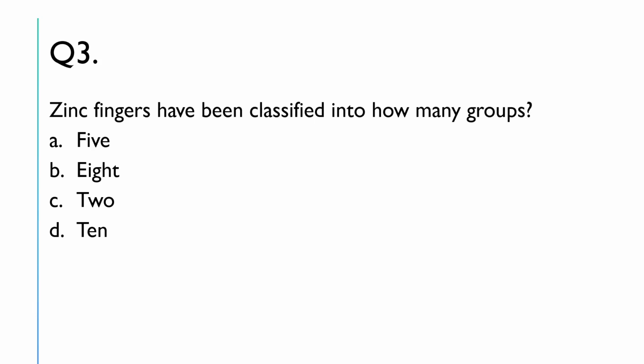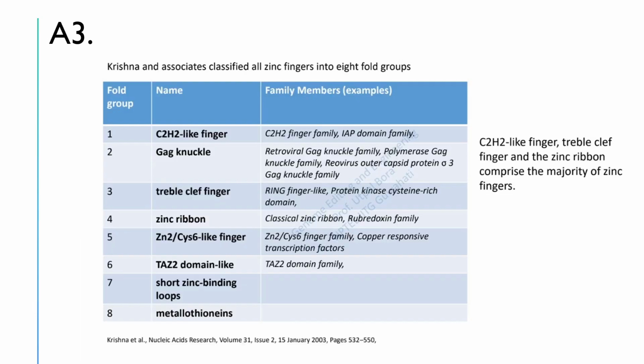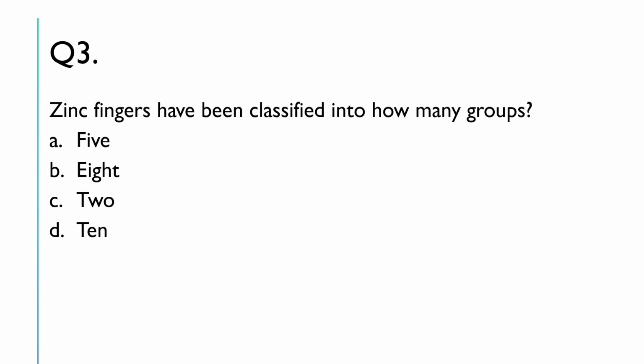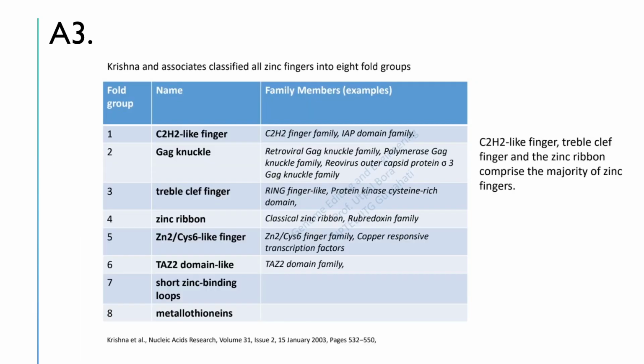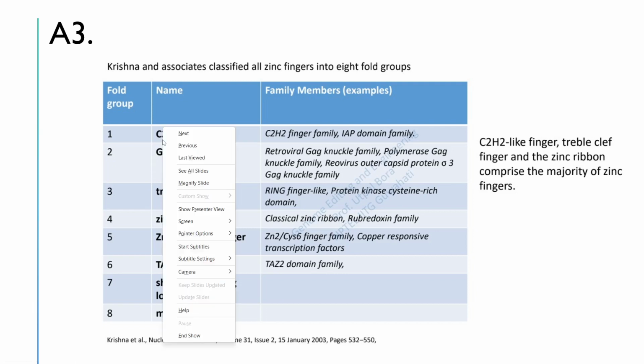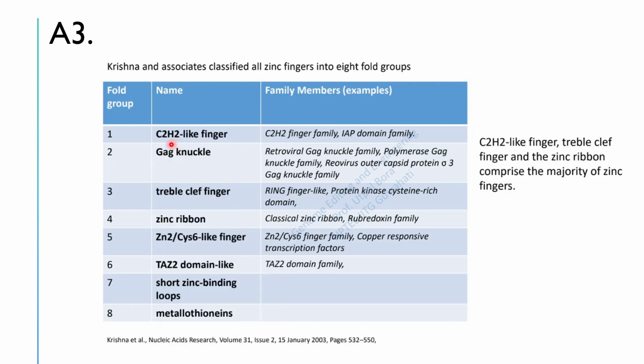Everyone answered 8, so 8 is the correct answer. Zinc fingers have been classified into 8 groups, and this was done by Krishna and associates. Let's discuss the 8 groups of zinc finger domains. The first one is the C2H2 like finger.